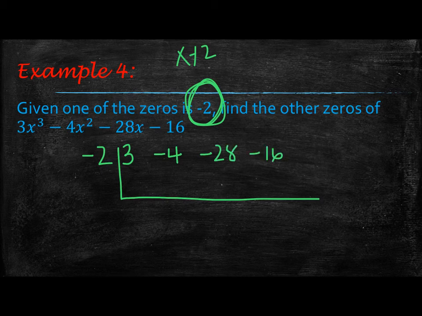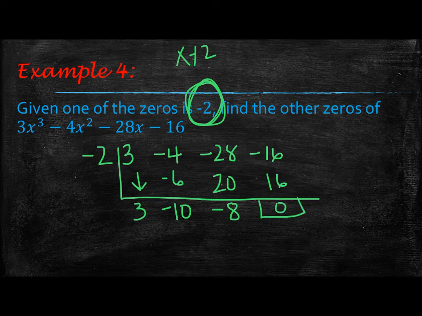We're going to bring down the 3. Negative 2 times 3 is negative 6. That would give you negative 10. Negative 10 times negative 2 would give you 20. That would give you negative 8. And that would give you positive 16. And so that has a remainder of 0.